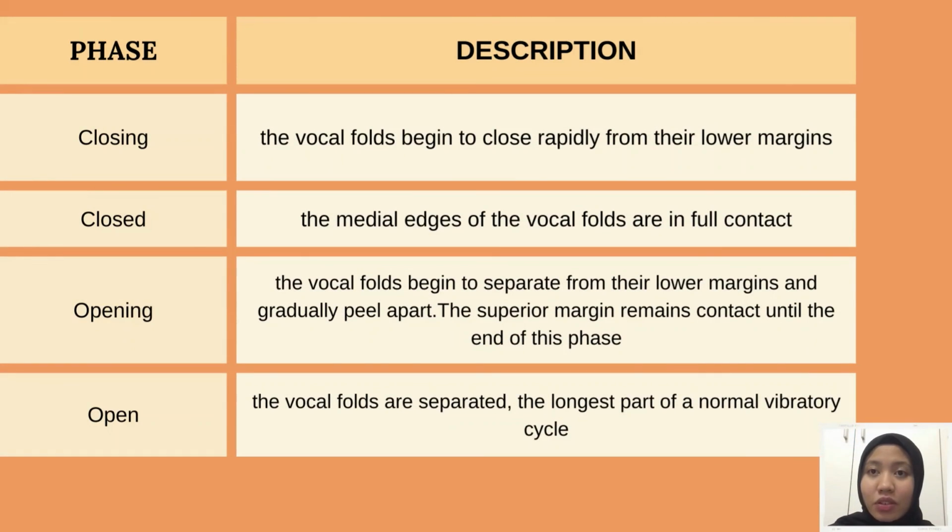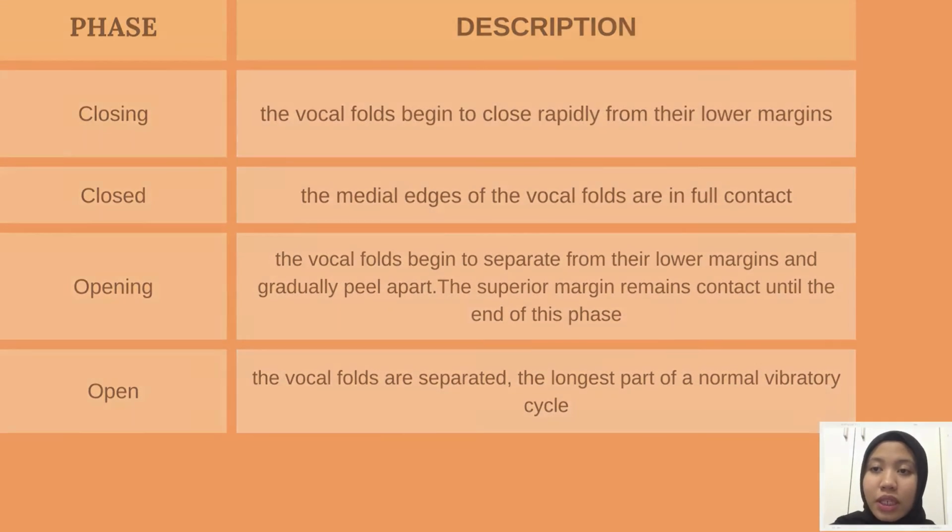These are the phases of the body cover theory. First, closing. The vocal folds begin to close rapidly from their lower margins. Closed phase: the medial edges of the vocal folds are in full contact. For the opening phase, the superior margin remains in contact until the end of this phase. For the open phase, the vocal folds are separated, the longest part of a normal vibratory cycle.